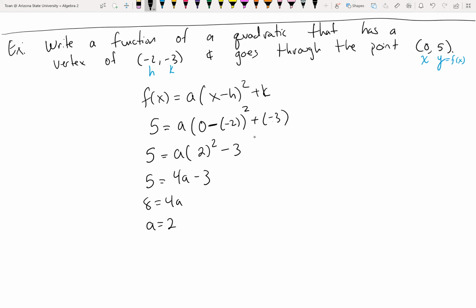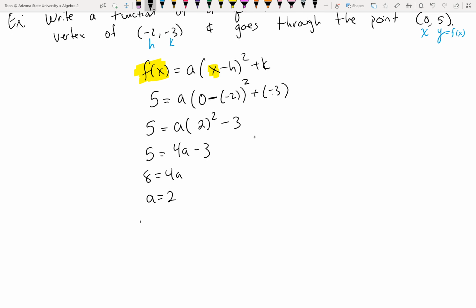Now remember, that's not our final answer. A is just a number. We just solved for a. The question says write a function. So I need to go ahead and write this as my final answer. But again, anytime they ask you to write a function or write an equation, every piece should be a number except for f of x and x. So let's go ahead and plug everything in, write our final answer.